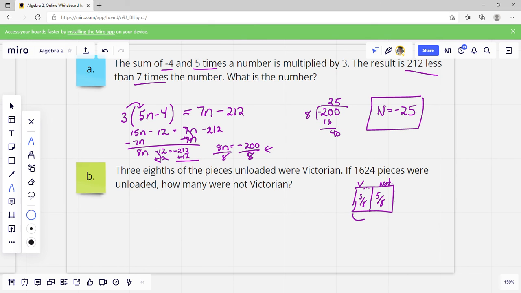Okay. And the whole thing is 1,624. How many were not Victorian? So I'm looking for my not, which is 5/8. So 5/8 of means times 1624 equals our not Victorian. Alright, so that means we're just going to have to multiply straight across because they're on the same side of the equal sign. So we're going to have to pretend that's over 1. We would divide by 8 and multiply by 5. So 1624. You could do it the other way. You can multiply by 5 and then divide by 8. I'm going to divide first.